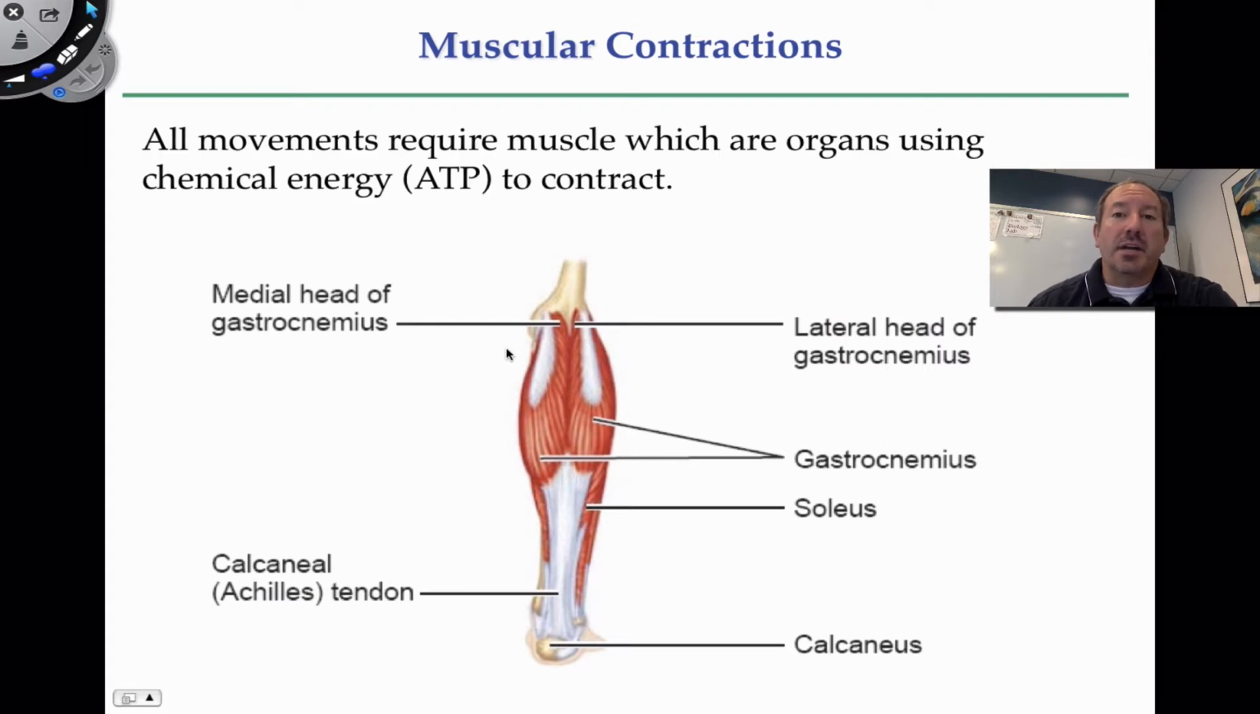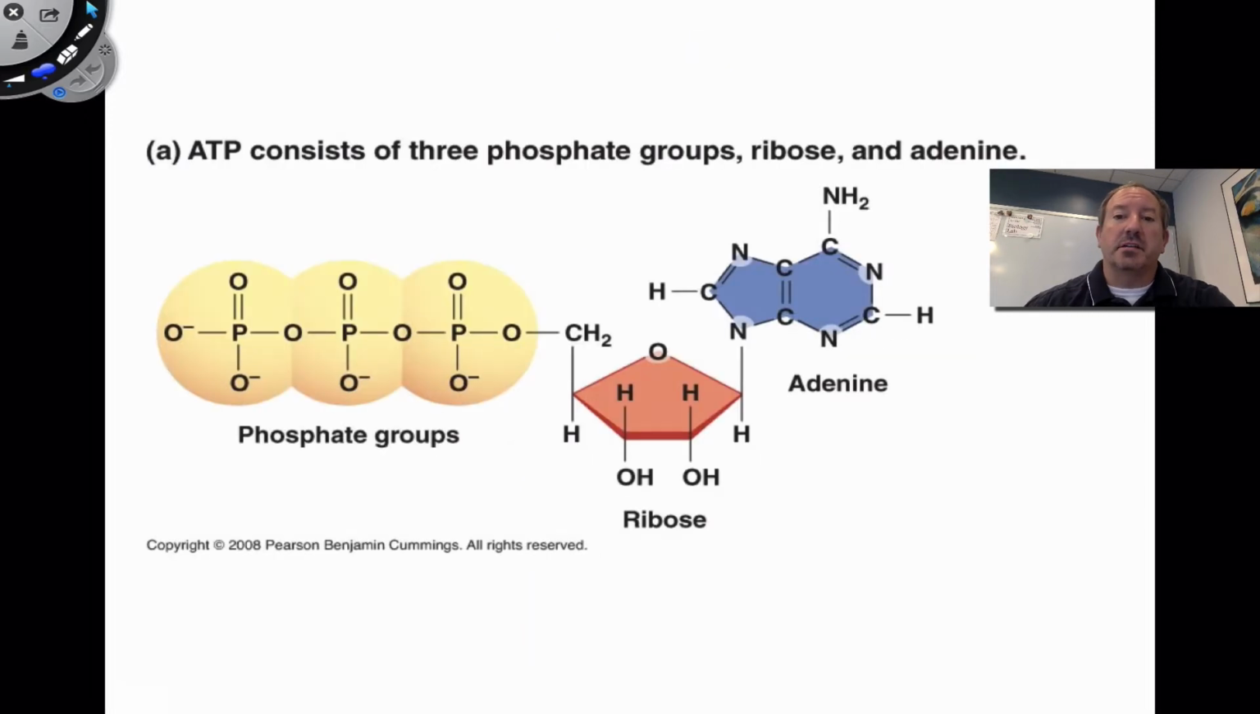Now, in order to get a muscle to contract, it's going to require energy. What's fascinating about it is that most people think that energy directly comes from food, and it does, but it's more indirect. The food that we eat is broken down by the cells of our body into a chemical called adenosine triphosphate, and that chemical is ultimately going to be interacting with the proteins in the muscle fiber or muscle cell. So let's take a look at that.